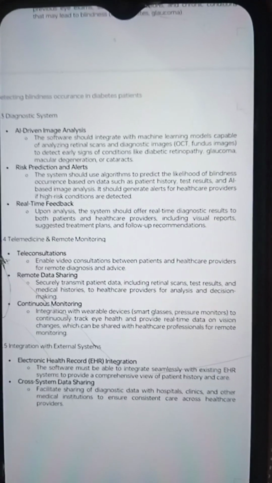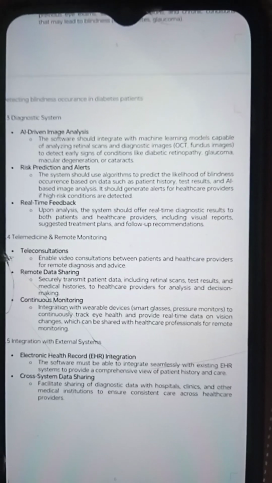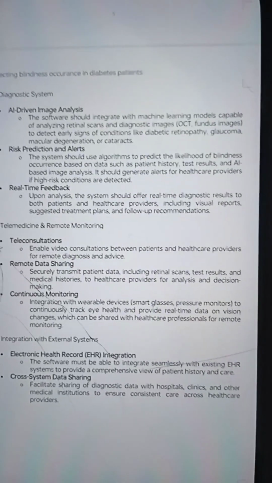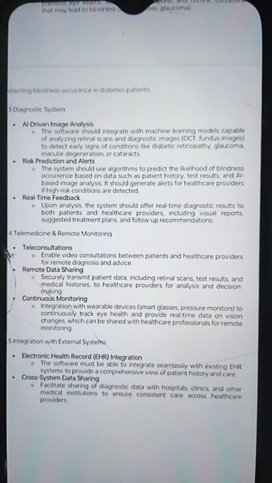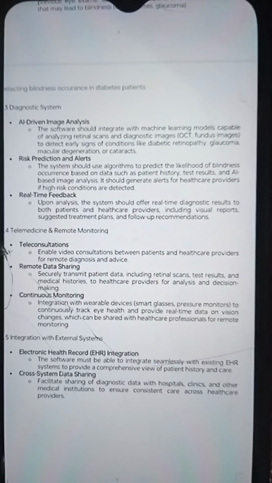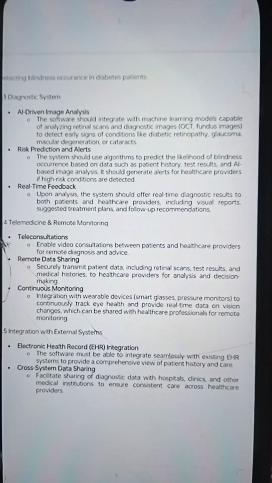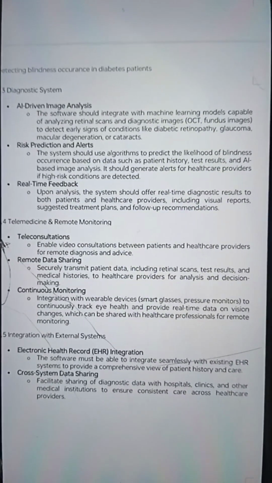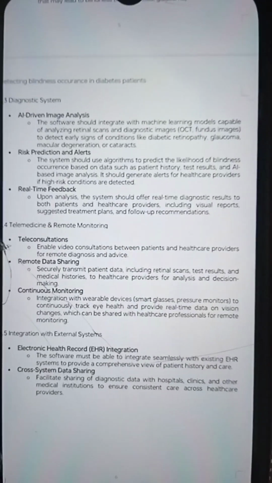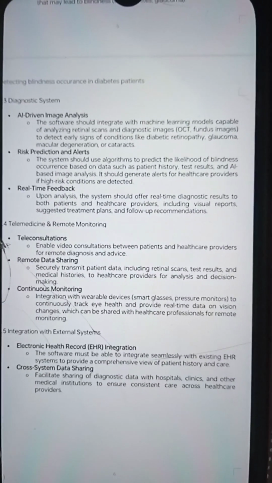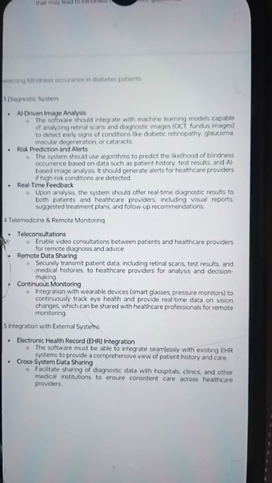Real-time feedback. Upon analysis, the system should offer a real-time diagnostic result to both the patient and the healthcare provider, including visual reports, telemedicine and remote monitoring. Here we have teleconsultations between patients and healthcare providers for remote diagnosis, and remote data sharing, securely transmitting patient data including retinal scans, test results and medical histories. Continuous monitoring runs all through and provides real-time data on vision changes.